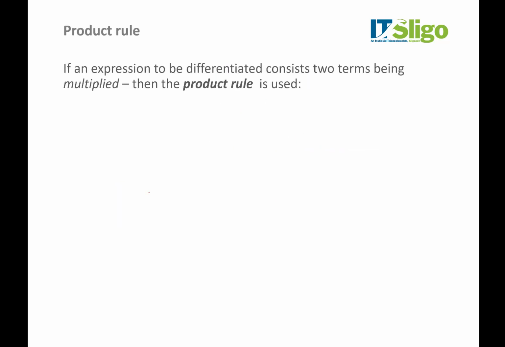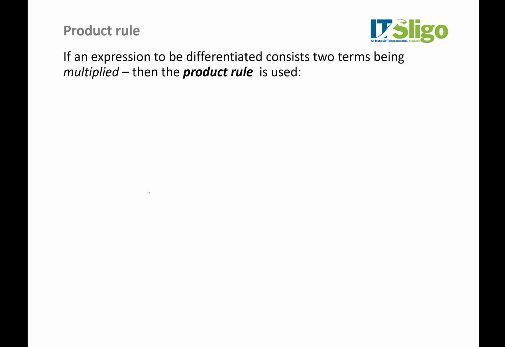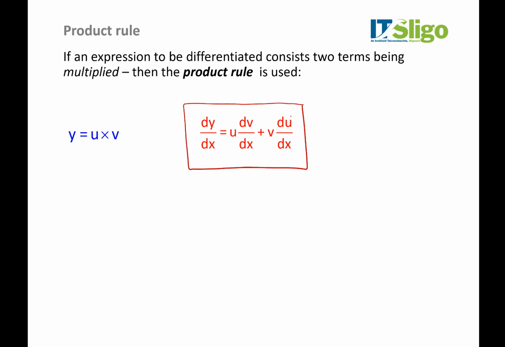So now we take a look at the product rule. If an expression to be differentiated consists of two terms being multiplied, then we use the product rule. So here, notice now the sign has changed. It's now two terms, u and v, being multiplied. And the product rule looks like this: dy/dx is u dv/dx plus v du/dx. And again, it looks complicated, guys, but once you see a couple of examples done, it's fairly straightforward. The product rule would always be given to you as well in the formula tables. So we'll take a look at an example.